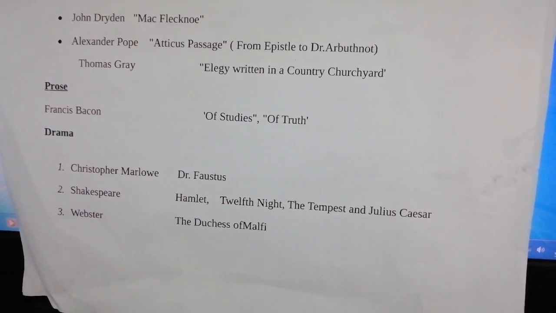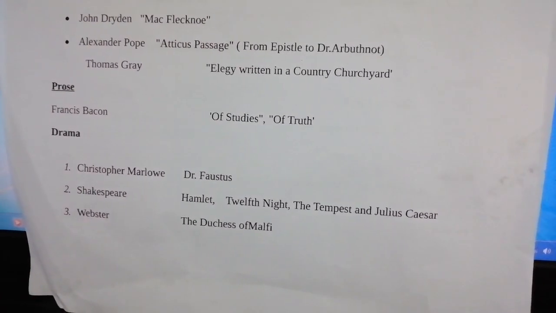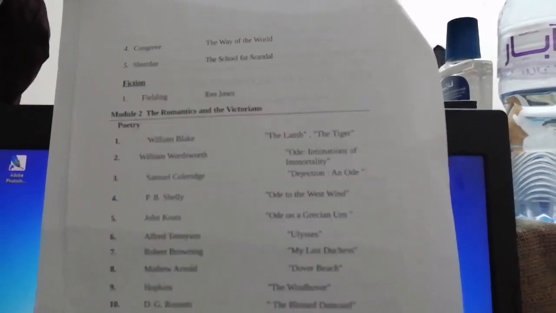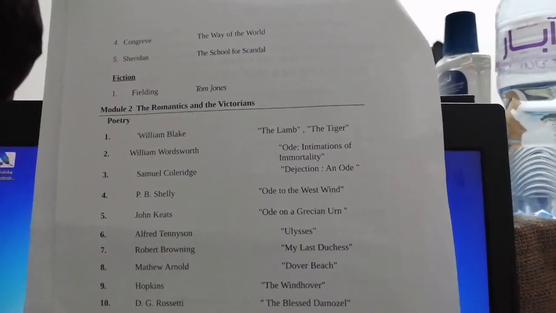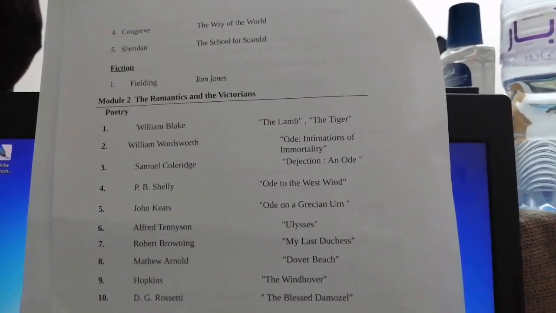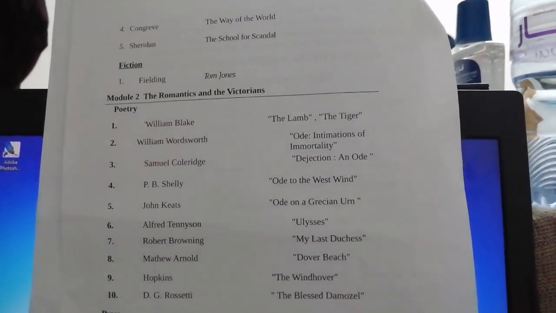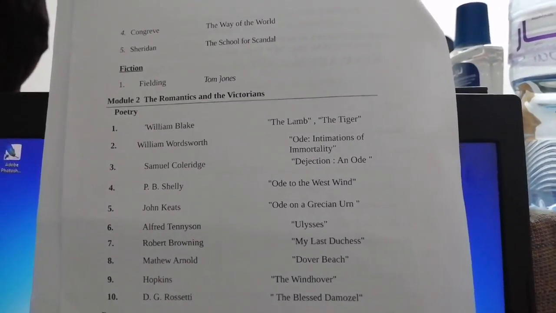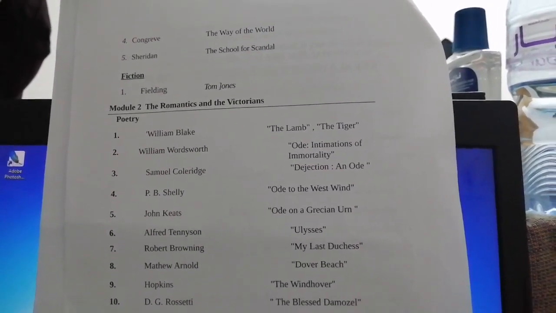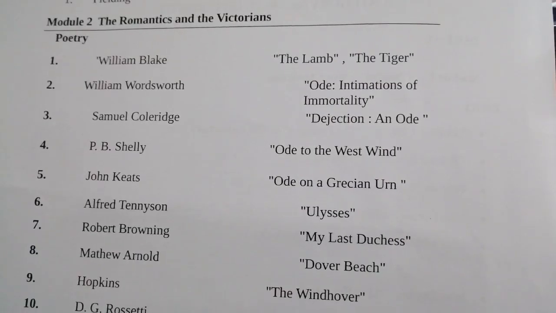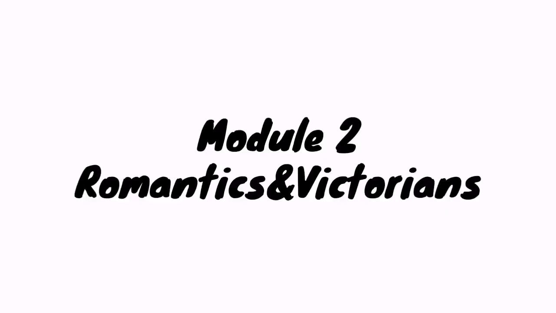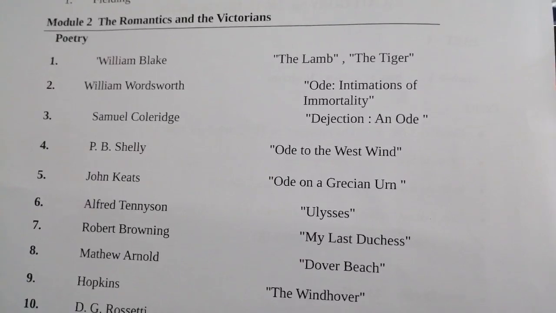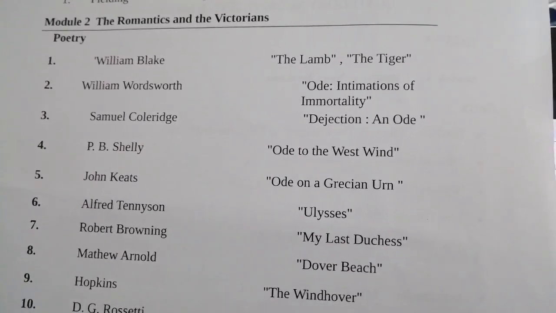And Webster's The Duchess of Malfi, and Congreve's play The Way of the World, and Sheridan's play The School for Scandal. And there is only one fiction, that is Fielding's Tom Jones. In the second module, the Romantics and the Victorian periods, it's titled The Romantic and Victorian Periods.